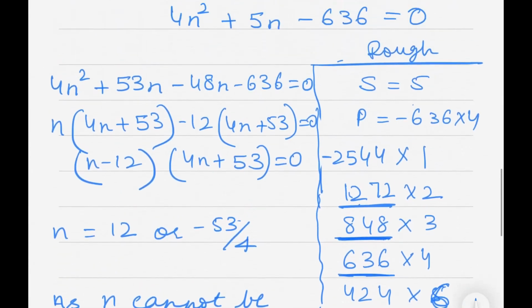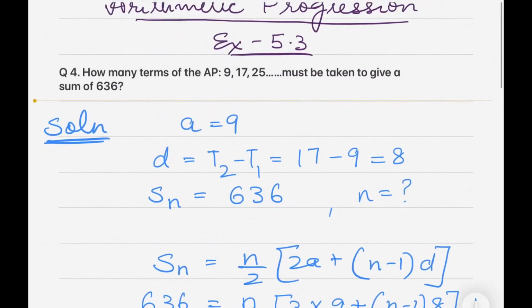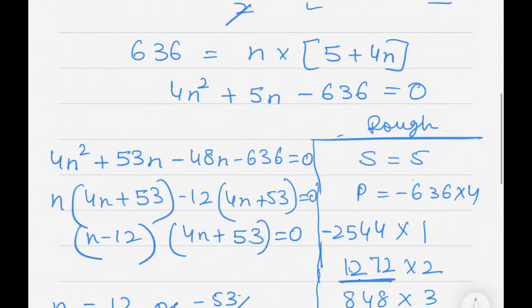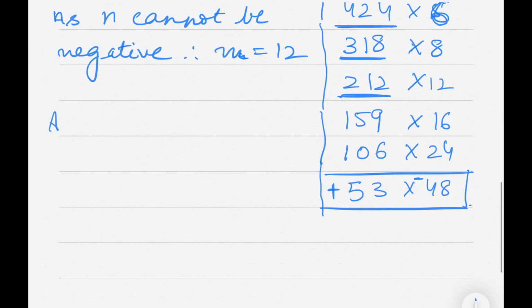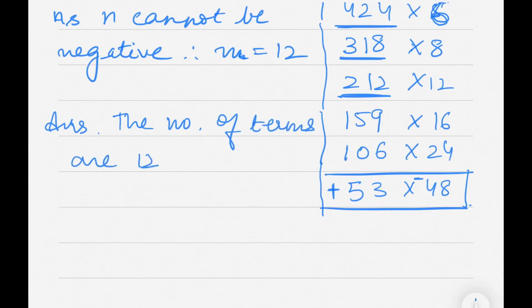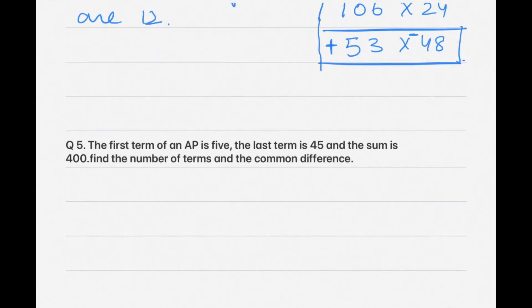So I can say the number of terms, what they had asked in the question, how many terms, right? So the number of terms are 12 only, right? So that is my answer. Okay, now let's move to question number 5.